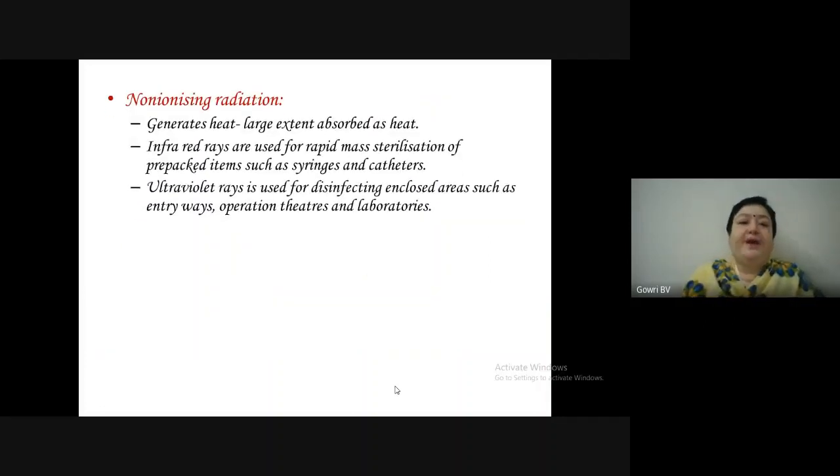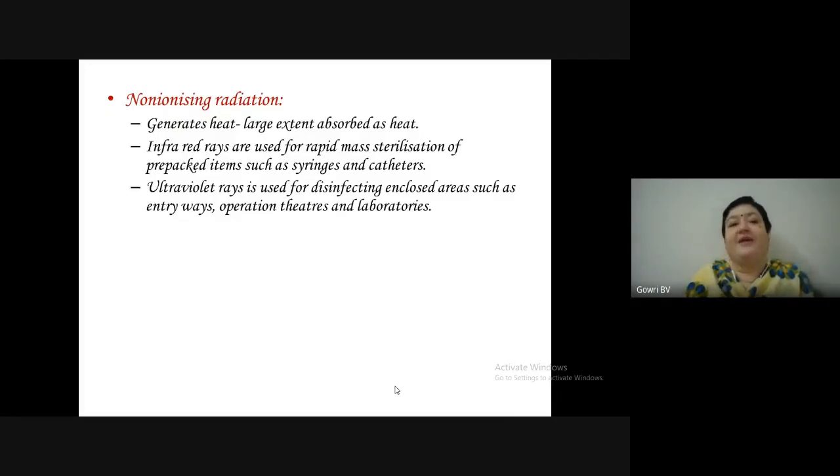Now we will go to the detail of non-ionizing radiation. It generates heat, and is to a large extent absorbed as heat. Infrared rays are used for rapid mass sterilization of pre-packed items such as syringes and catheters. UV rays are used for disinfecting enclosed areas such as entryways, that is cabins, operation theaters, and laboratories.